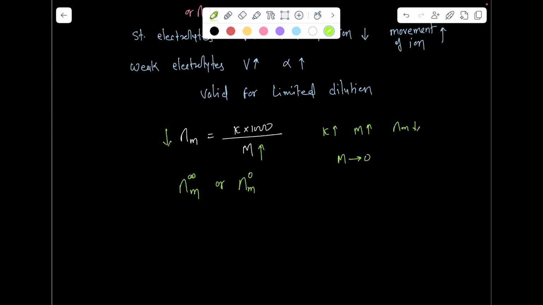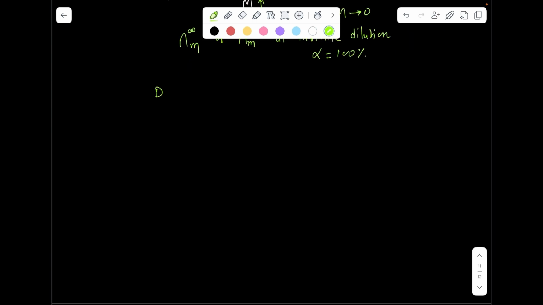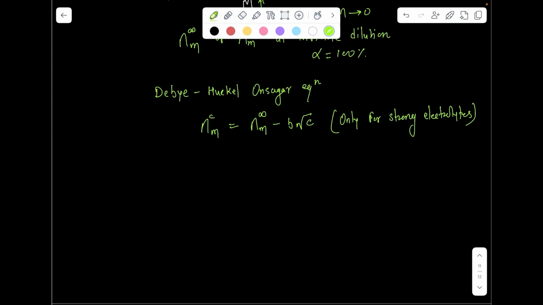So we could say that at infinite dilution, ionization of the weak electrolytes we are considering, it's 100%. So here we have one scientist, that is called the Debye-Huckel-Onsager equation. He has given one equation which is valid for the strong electrolyte, that molar conductivity would be equal to molar conductivity at infinite dilution minus B root C, only for strong electrolyte. So this is the molar conductivity at C concentration, and this is the molar conductivity at infinite dilution.